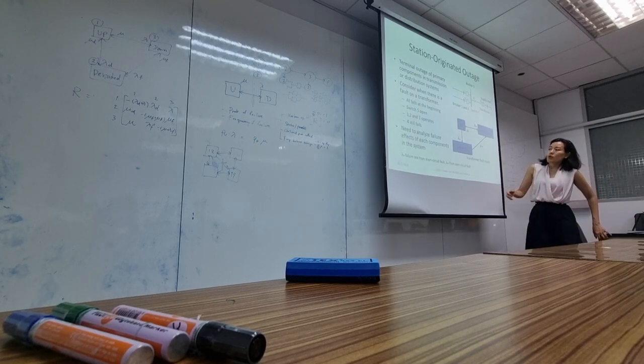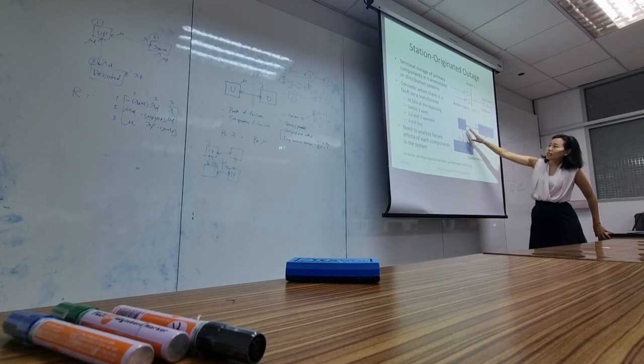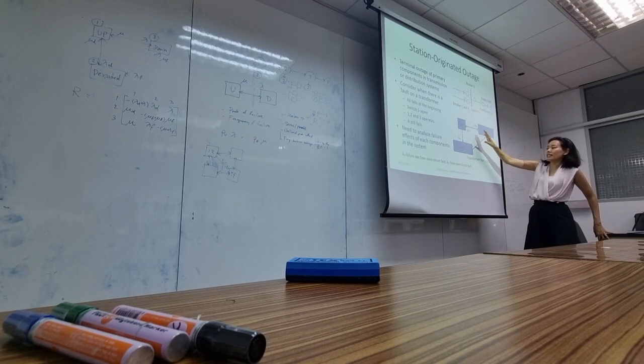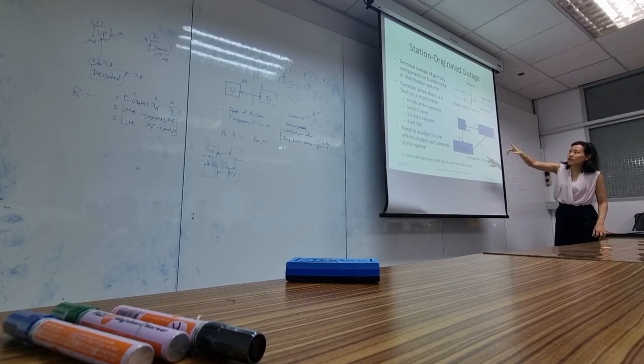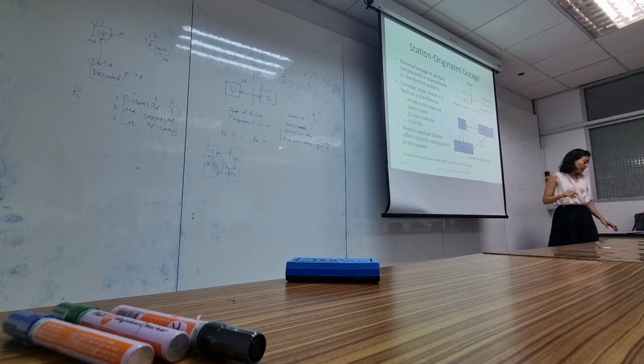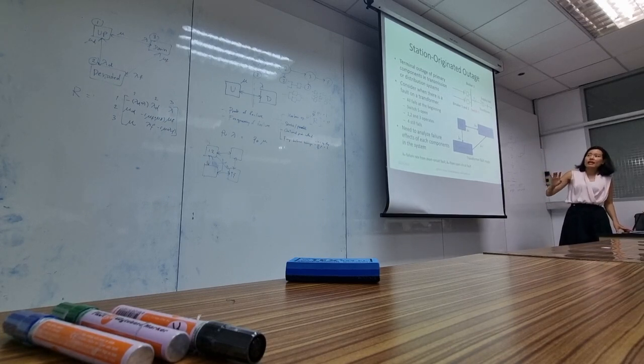Okay. So when you look at this, you have to look at the failure effects in each of the components so that you can write the state transition diagram correctly for your application.